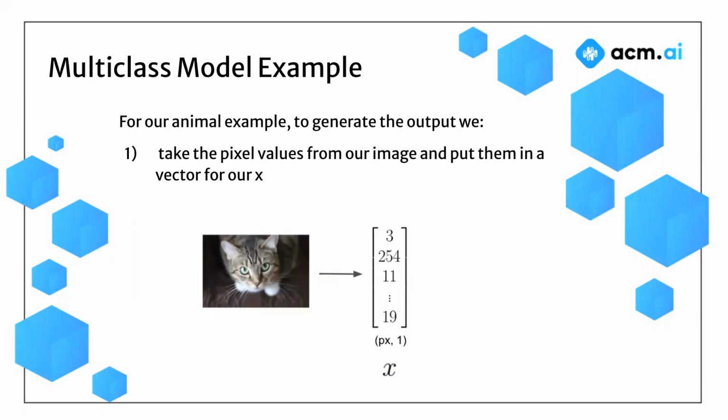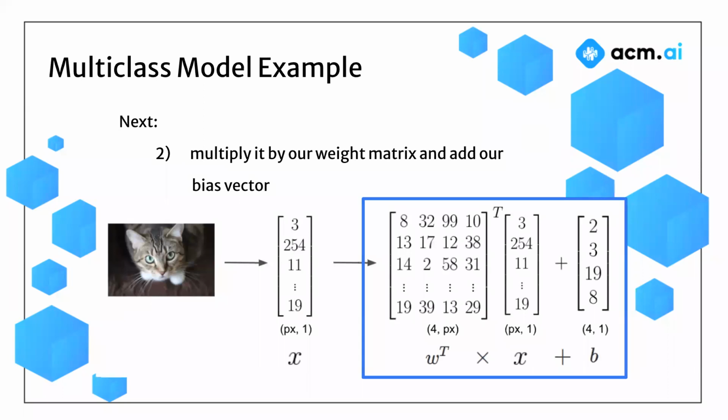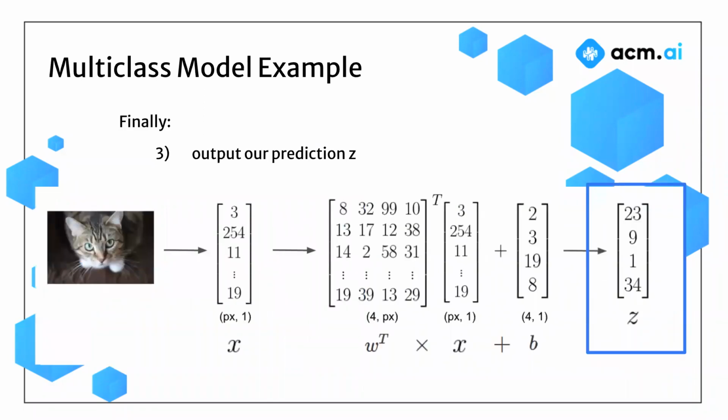So we have our weights here. We have 4 classes and a pixel-number of features, so we have W transpose, which is 4 by pixels. We're going to multiply it by our input x, and we're going to add our bias. And you see here, this turns into a 4x1 vector. So we can add this to another 4x1 vector and get this result. And that gives us our raw scores.